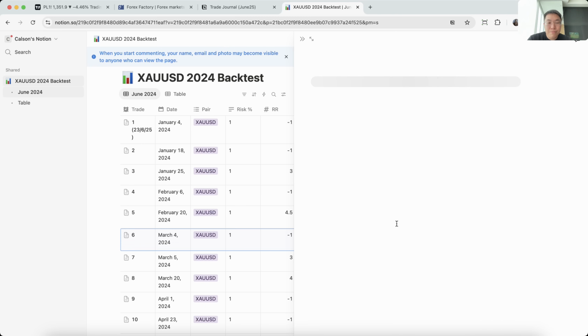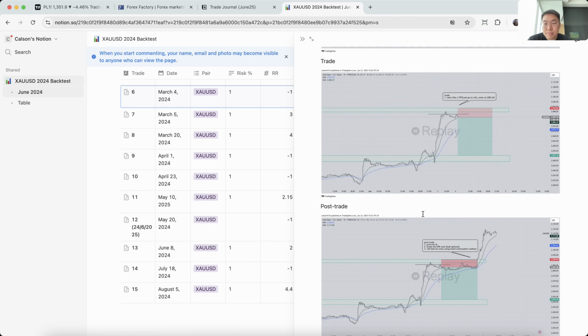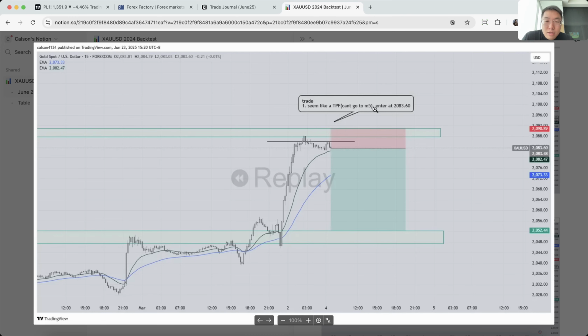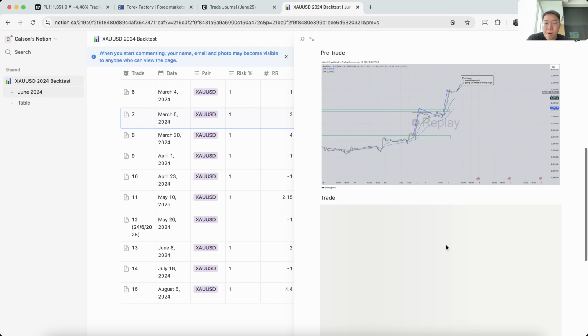Good. Okay, this is... Seems like a TPF. Can't go to M5 and the 2083. I don't really consider this a TPF, honestly. It's too tight, it's too small, it's more of a consolidation.